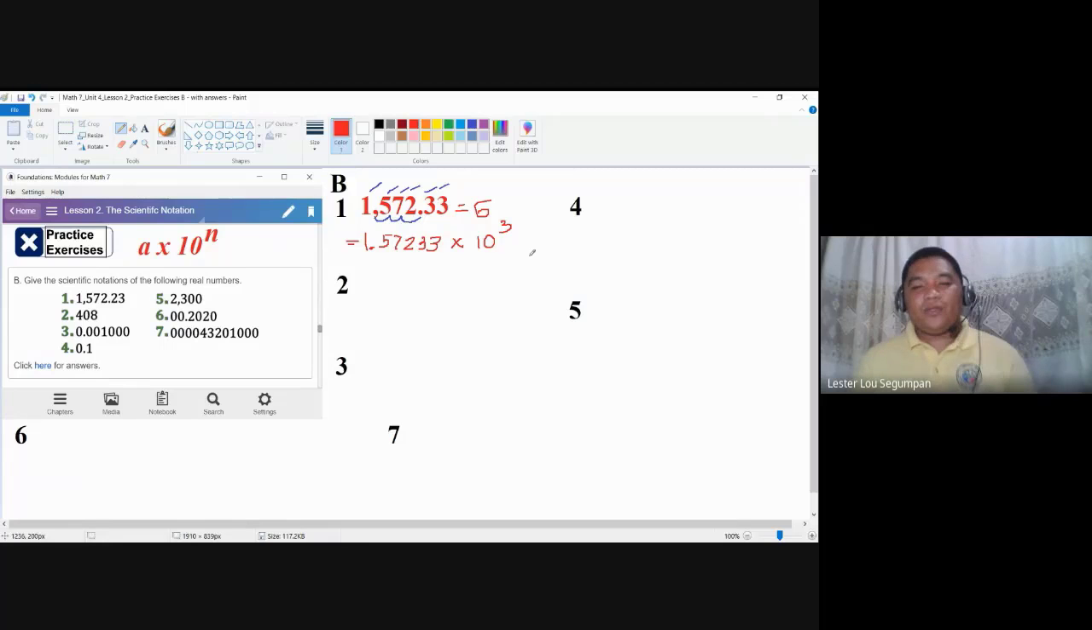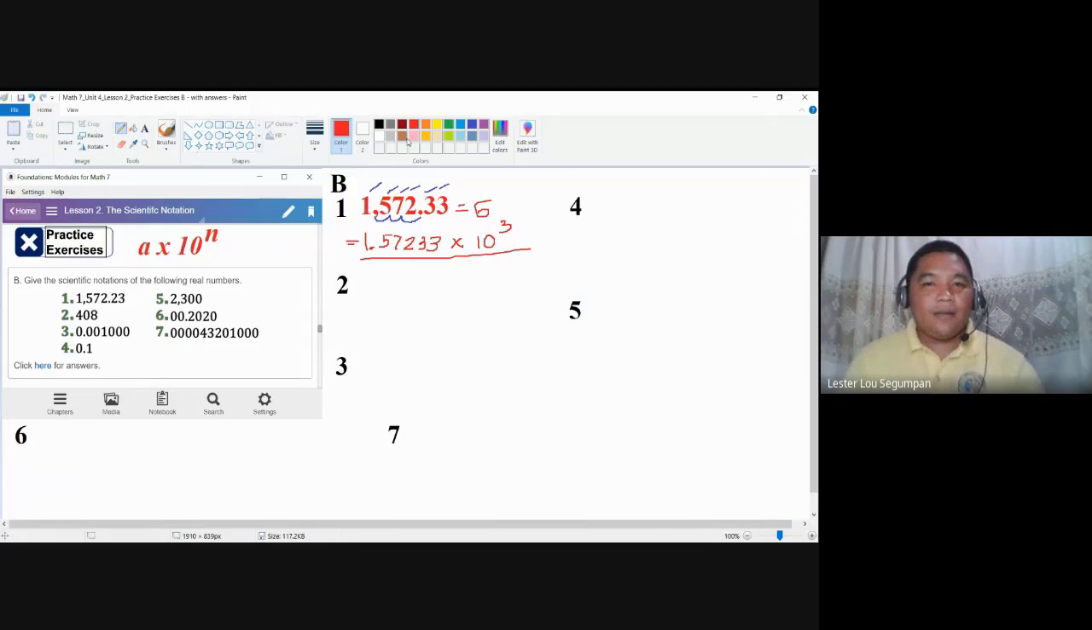But we are not yet done because we need to specify the direction of the movement. When we move our decimal point from a standard form to a scientific notation, we have gained three multipliers of 10. Gained, meaning the answer is positive 3. Why gain? Take note that 1,000 is actually 10 cubed or 10 times 10 times 10. So it's positive. But when we move the decimal point the other way, that is the time that the exponent becomes negative because we have lost multipliers of 10. Or in short, we reach tens, hundreds, thousands. This is the answer for number 1.